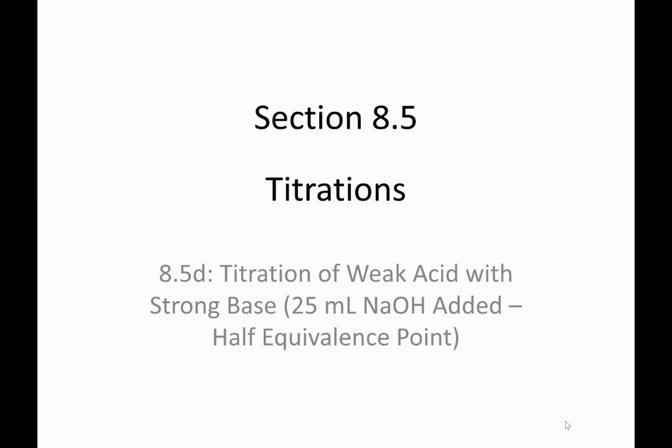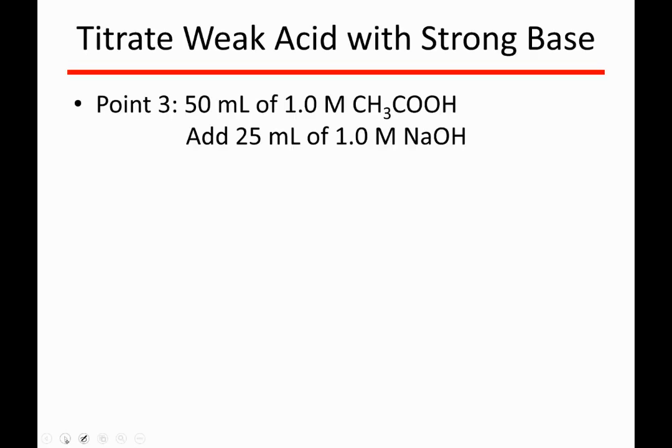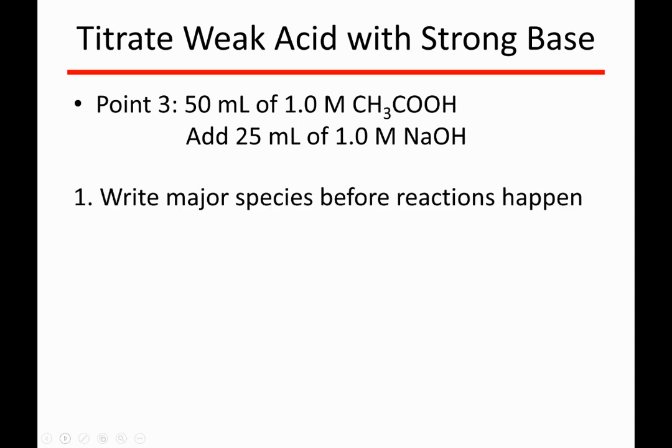Let's continue on in our titration and consider what happens after adding 25 milliliters of sodium hydroxide. So this is the third point in our titration curve. To find the pH of the solution after adding 25 milliliters of 1 molar sodium hydroxide, we begin by writing the list of major species that you have in the solution before any acid-base reactions happen. And this is the same list of major species that we saw in the most recent example when we had 10 milliliters of NaOH, right? We have acetic acid, Na+, hydroxide ion, and water.